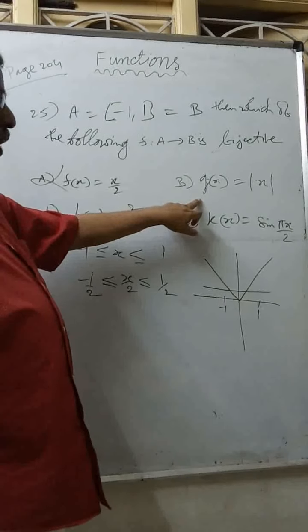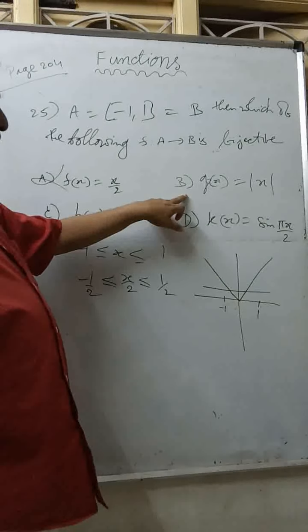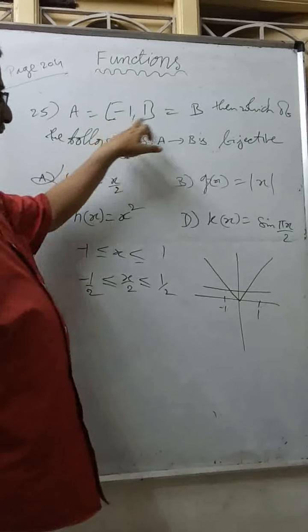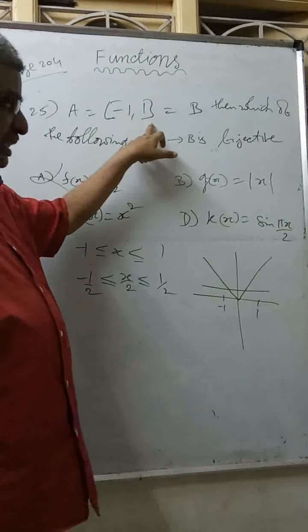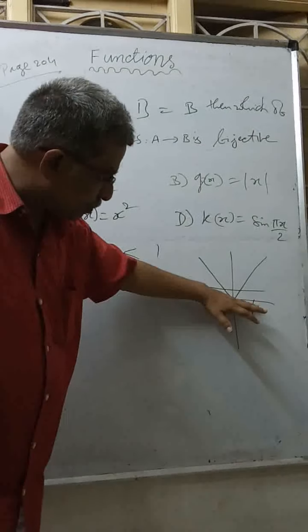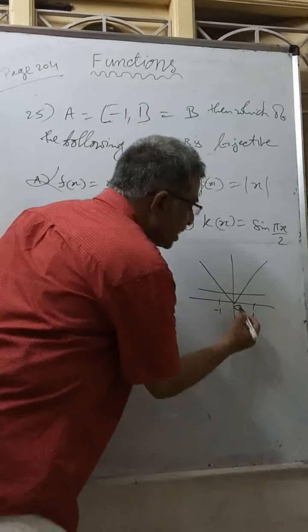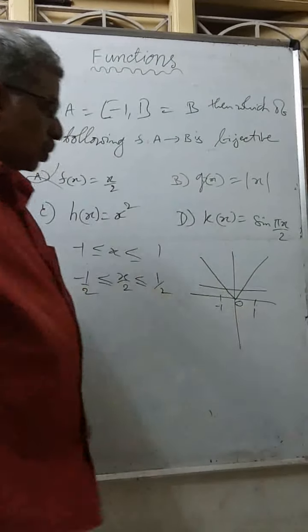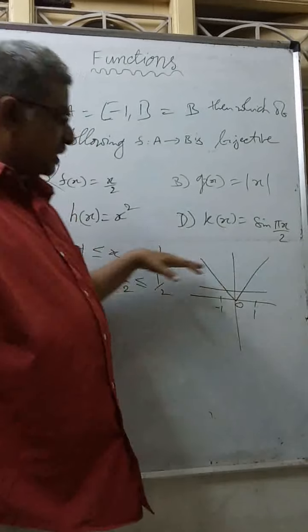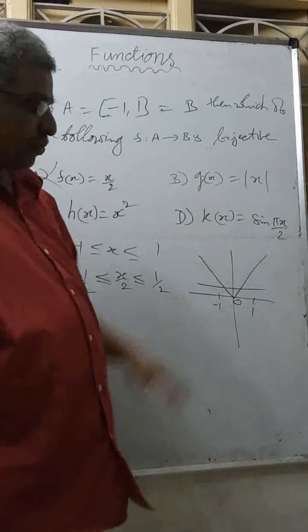Is it onto? Onto means codomain equals range or not. Here the codomain is minus 1 to 1. But the range is always y greater than or equal to 0, always positive. The graph is above the x-axis.